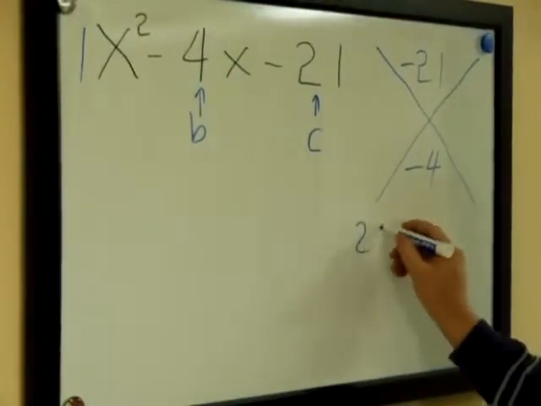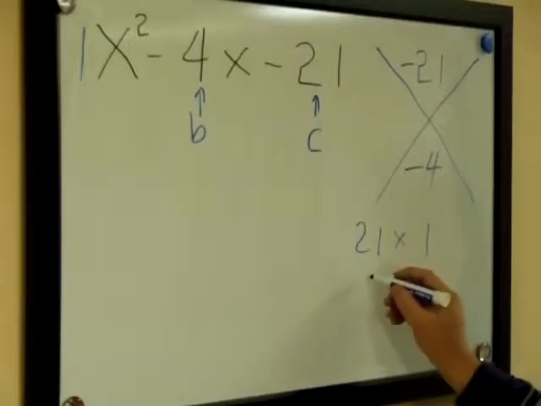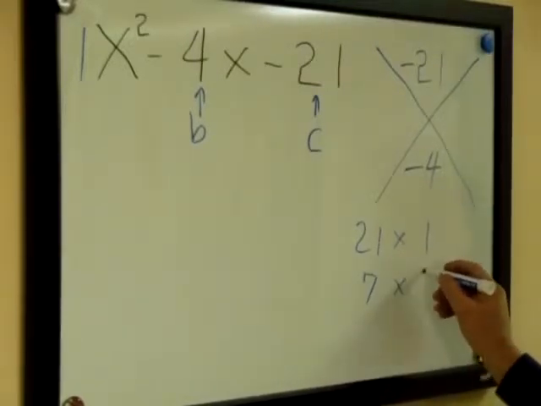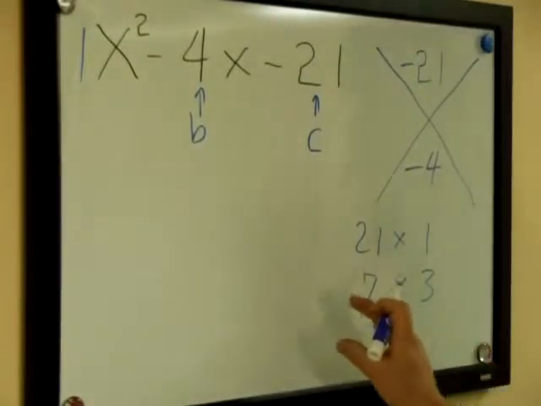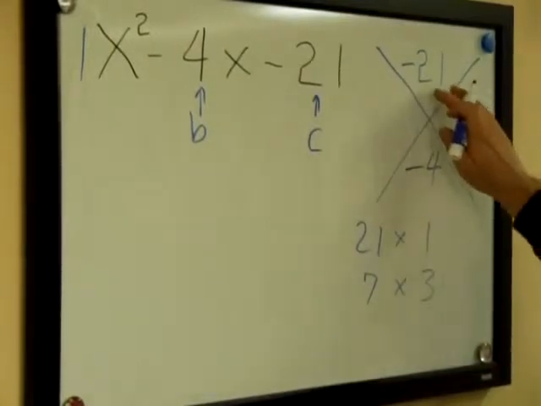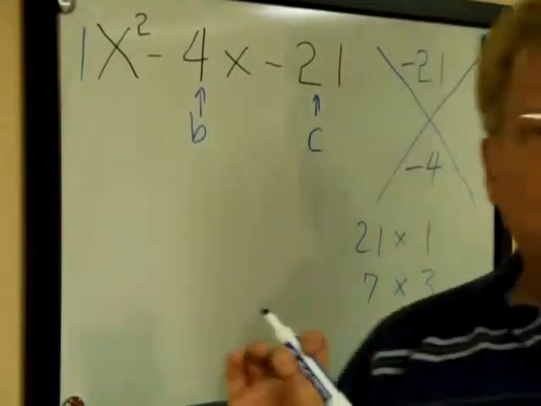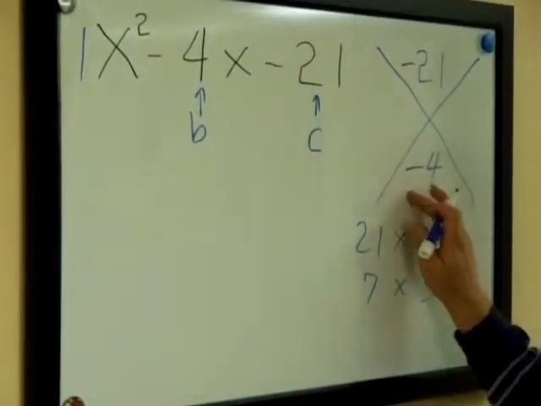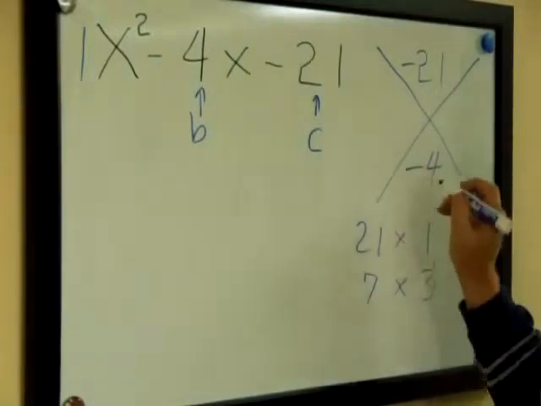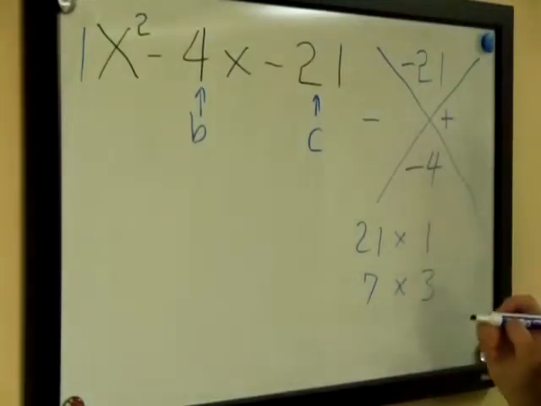Well, we have 21 times 1. We have 7 times 3. And so let's look at these two pairs. And we said the two multiplied together have to give us a negative. So that means one of the numbers has to be negative and one has to be positive. And we say that summed together they have to equal minus 4. So the larger of the two numbers has to be negative. So we'll put the larger number over here and the smaller number over here.